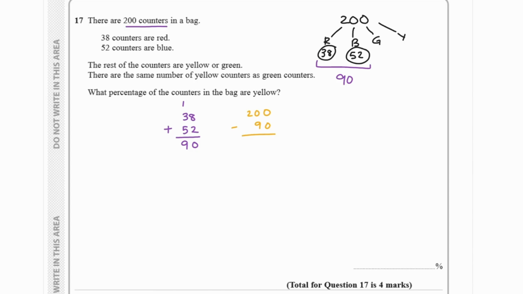So 0 take away 0 is 0. We would then have to borrow from the 2. 10 take away 9 is 1. And now we have the total number of green and yellow counters, which is 110.